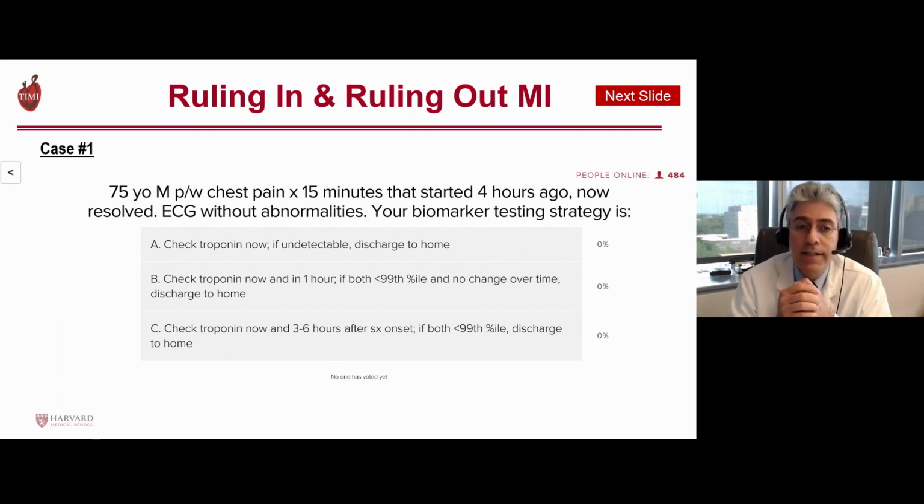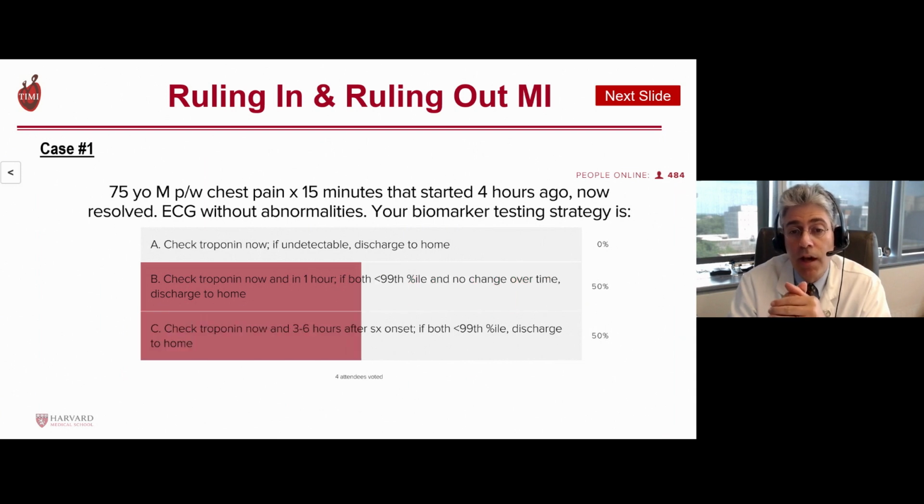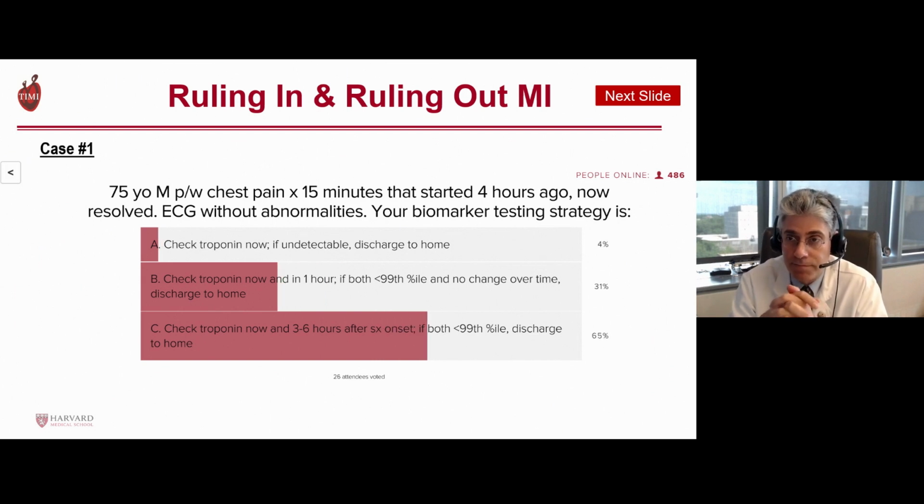Your biomarker testing strategy is either A, check a troponin now, and if undetectable, discharge them to home. B, check a troponin now and in 1 hour, and if both are below the 99th percentile and there is no change over time, you can discharge to home. And C, check a troponin now and 3 to 6 hours after symptom onset, and if both values are below the 99th percentile, then you can discharge to home. So we're letting people vote here.